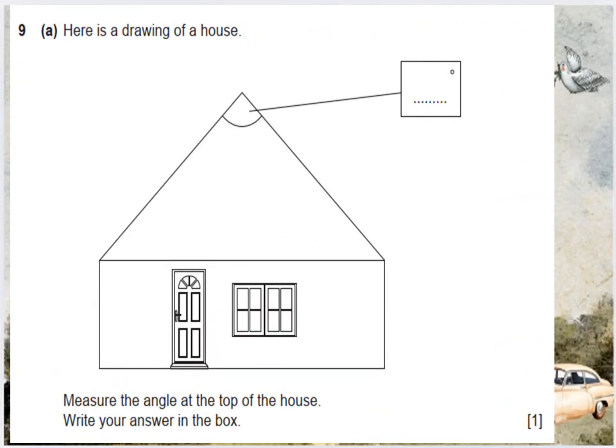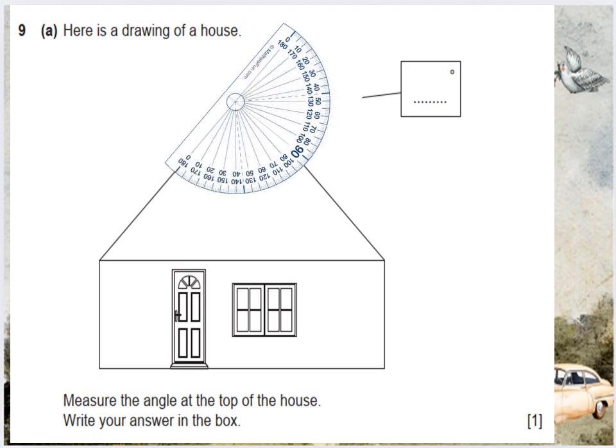Let's measure the angle at the top of the house. How can I measure the angle? I need to use a protractor. We need to put the origin, or the middle, of the protractor on the line to measure the angle. Here, as you can see, we have 90 and a number between 90 and 100. It's not 95, it's just before 95. So I would say it's 94.